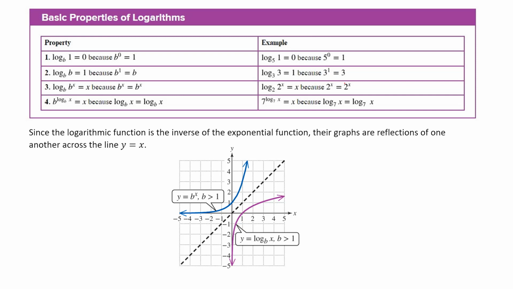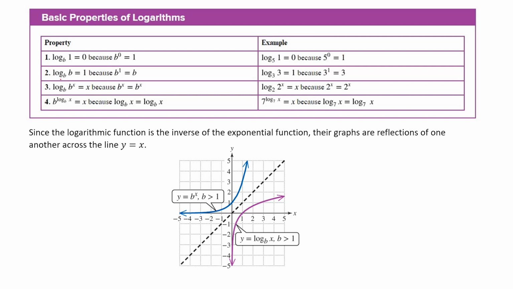So now we're going to look at some properties of logarithms. These things are always true. Number one, log base b of 1 is always 0. No matter what base you have, if you're trying to figure out what exponent you would put on that base to get 1, it'll always be 0. b to the 0 is 1. So for example, log base 5 of 1 equals 0 because 5 to the 0 is 1.